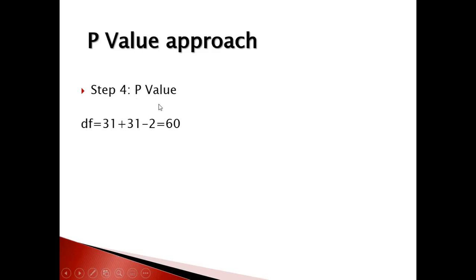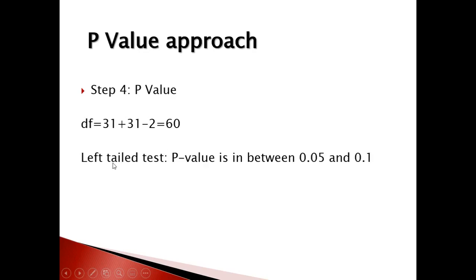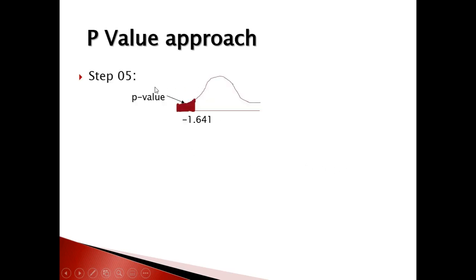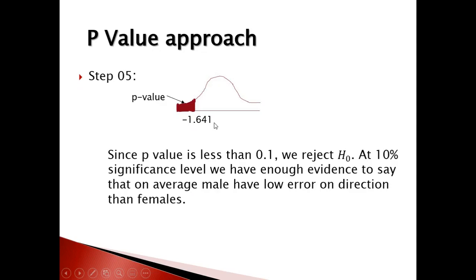Now we have to calculate the p-value using the t-table. We know our degree of freedom is 60. Since this is mu1 less than mu2, it is a left tail test. So the p-value is in between 0.05 and 0.1. So the p-value is somewhere here. Our value is negative 1.641. So what do we have to do? Since the p-value is less than 0.1, we have to reject H0. We can say at 10% significant level, we have enough evidence to say that on average male have low error on direction than female. As you can see, whether we use the critical value approach or the p-value approach, we have the same answer.